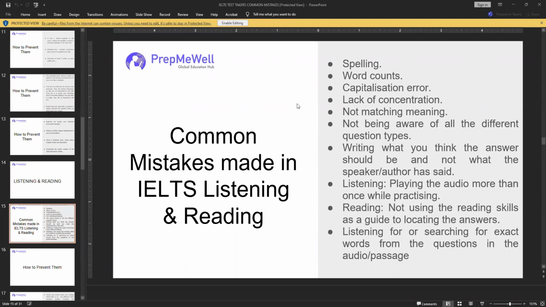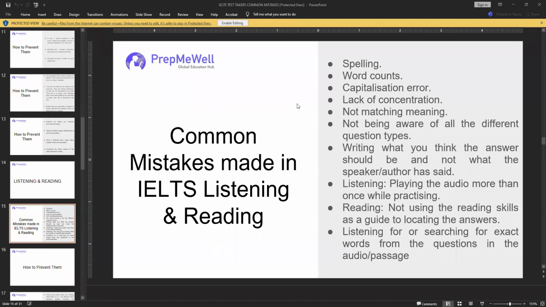So after I've read my question, what is this question asking me to do? So that when I'm going to search for my answer, I'm searching with a particular meaning in mind. And when I locate where I think the answer is, I need to read it and think, okay, what I just read, is the meaning matching what the question is asking me to do? When you do that, it becomes easier for you to locate your answers.